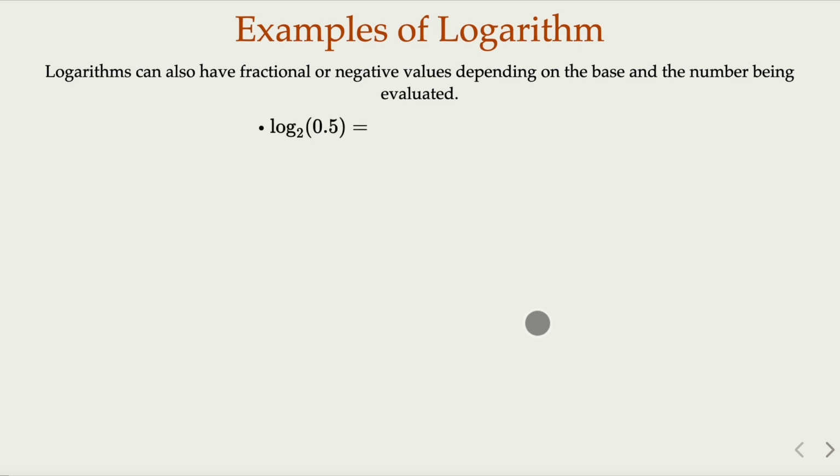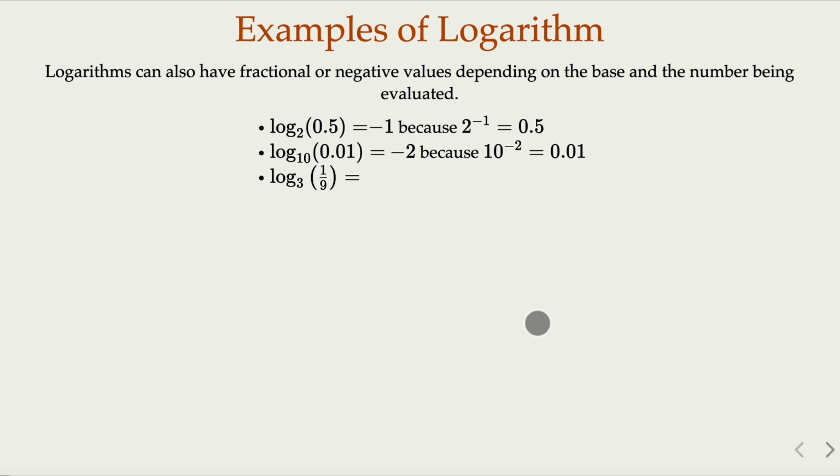For example, in this case, 2 raised to what power produces 0.5? Negative 1. How about 10 raised to what power produces 0.01? That would be negative 2. And in this case, notice that 1 over 9 is 3 raised to the negative 2 power. The answer is also negative 2.